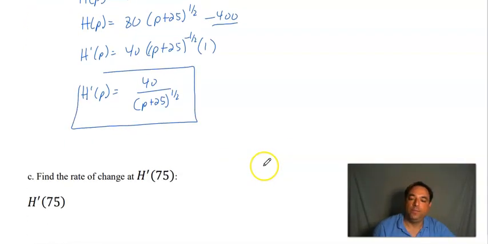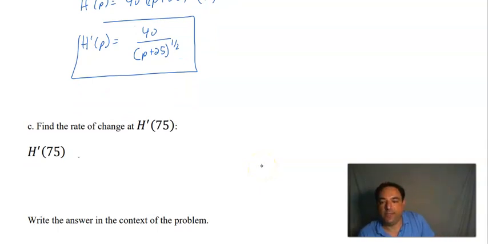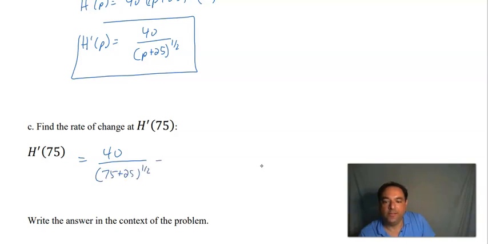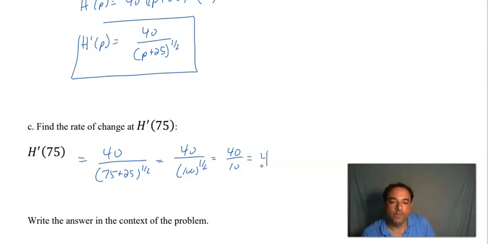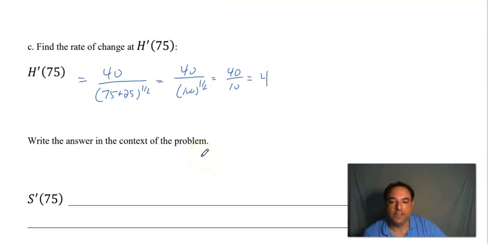Okay? So when we plug in 75, we can plug it into the derivative. 40 over 75 plus 25 raised to the 1/2. If we work this out, that would be 40 over 100 to the 1/2. 100 to the 1/2 is the same thing as square root. So the square root of 100 is 10. 40 divided by 10 is 4. Okay, 4. Now we're going to check all this in the calculator, and then write it all in a sentence.